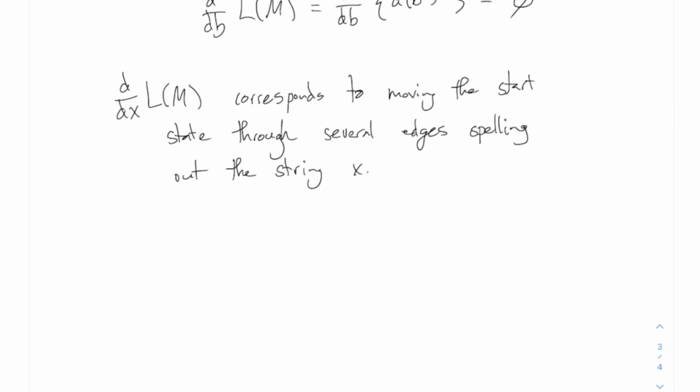Whatever that x is, if it's ABA, that corresponds to moving the starting state through an A and then a B and then an A. All right? This works better on DFAs than NFAs, because on NFAs there may not be edges and there are epsilons you have to worry about. I don't want to get into that. So, this corresponds to moving the starting state through several edges that spell out the string x. All right? Great. I hope everybody agrees.